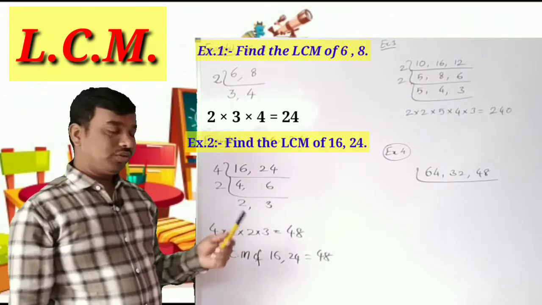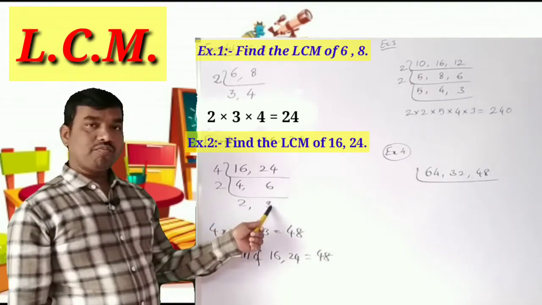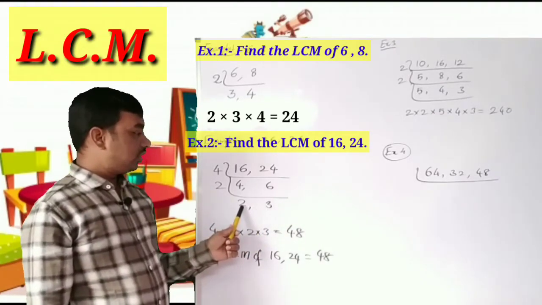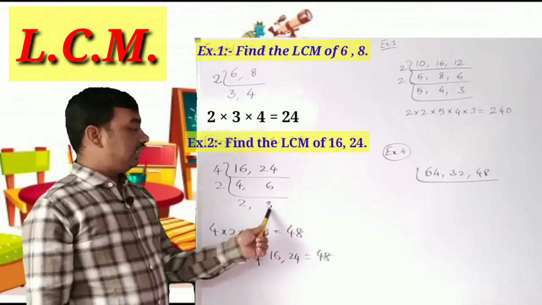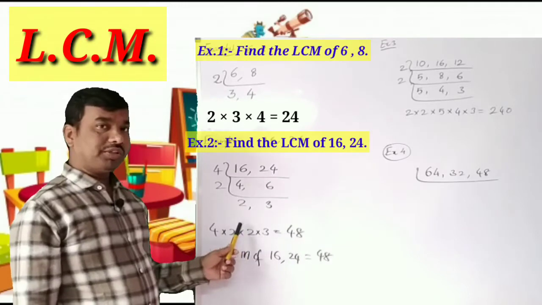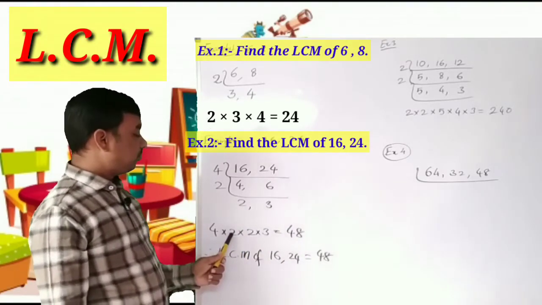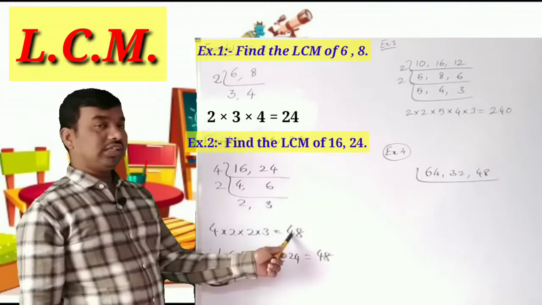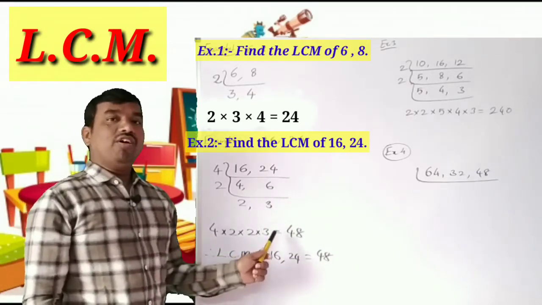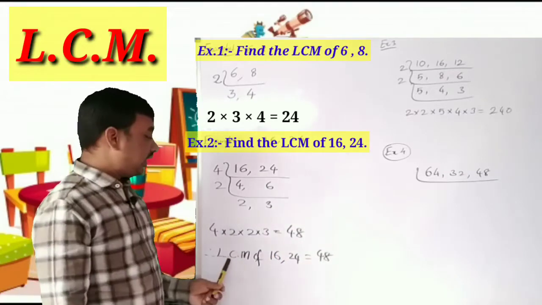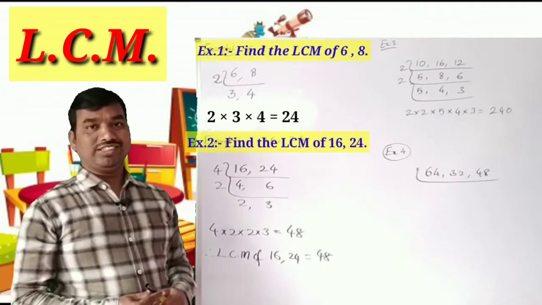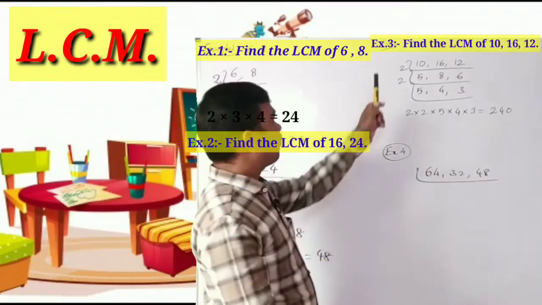So you take 2. 2 2s are 2, 2 3s are 3. Next, if you take 2, this only divides, and if you take 3, this only is divisible by 3. Okay, so stop here. So 4 into 2 into 2 into 3, that is the LCM. 4 2s are 8, 8 2s are 16, 16 3s are 48. So what is the LCM of 16 and 24? 48.